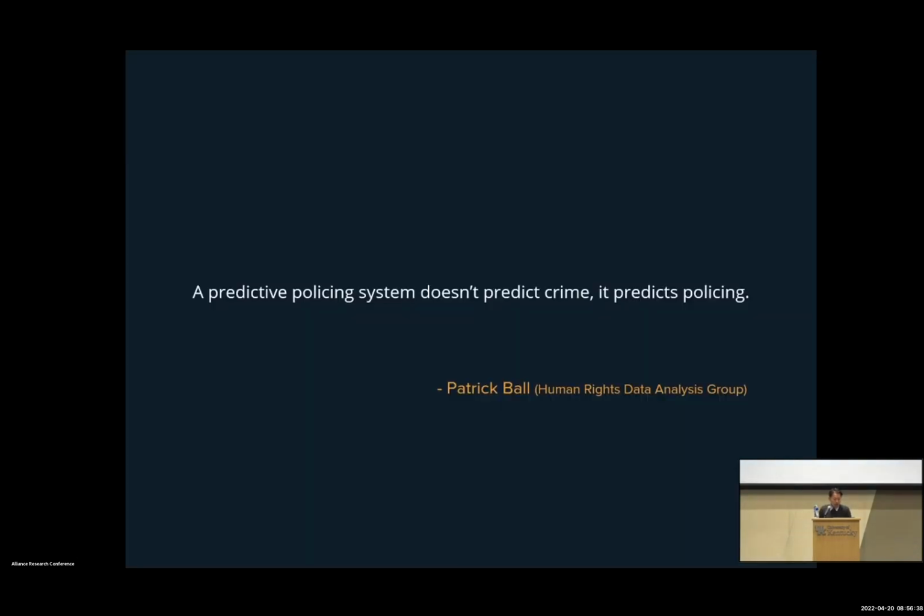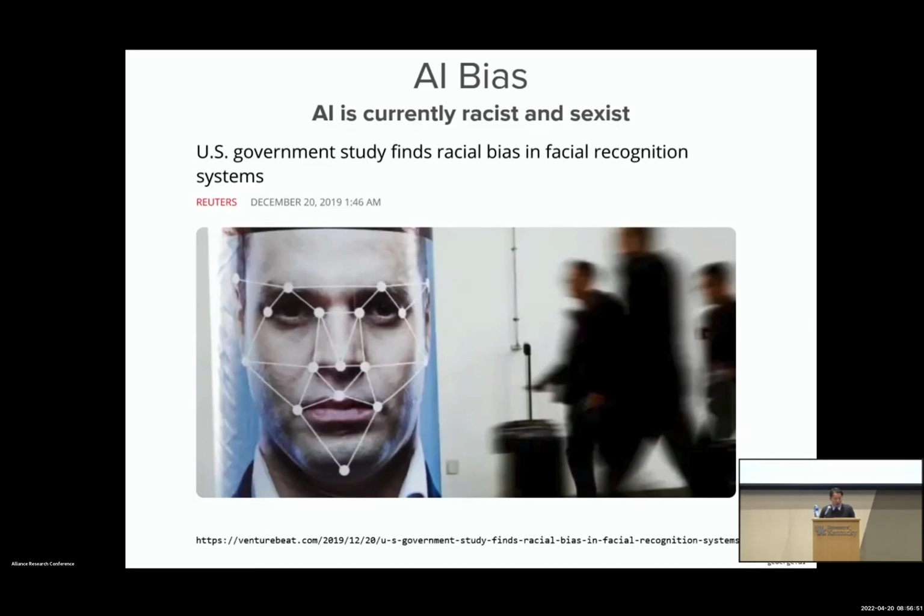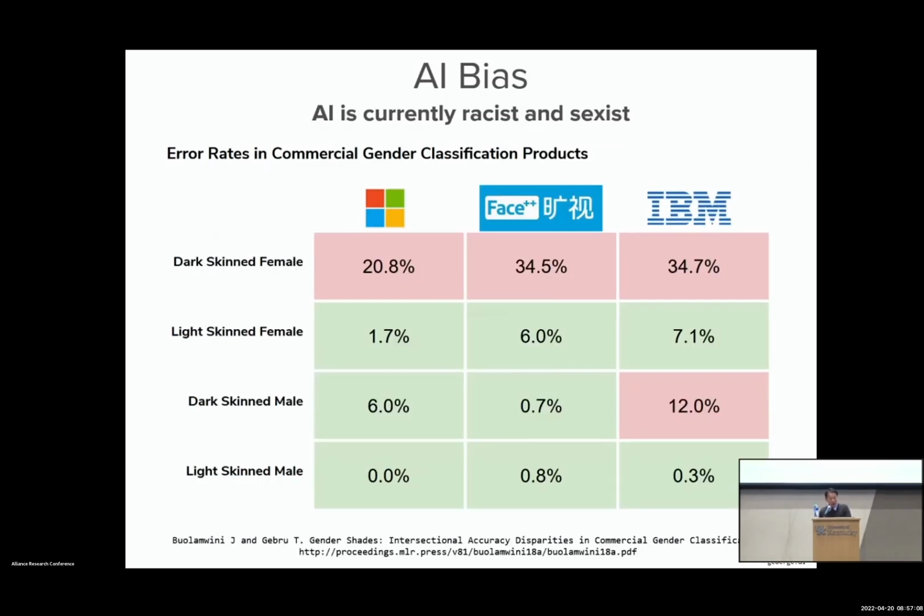Next, I want to show you some examples of AI bias. I want to start with this quote that I like. A predictive policing system doesn't predict crime, it predicts policing, right? And basically what that says is if your training data is biased to begin with, your AI is obviously going to be biased, right? And unfortunately, we see example after example of this, study after study, where we see both racial and gender bias in the systems and applications that we use today. This is an example of a facial recognition software from 3 different companies, large companies, and they perform less well in dark-skinned females and just females in general, frankly. So AI is currently racist and sexist.